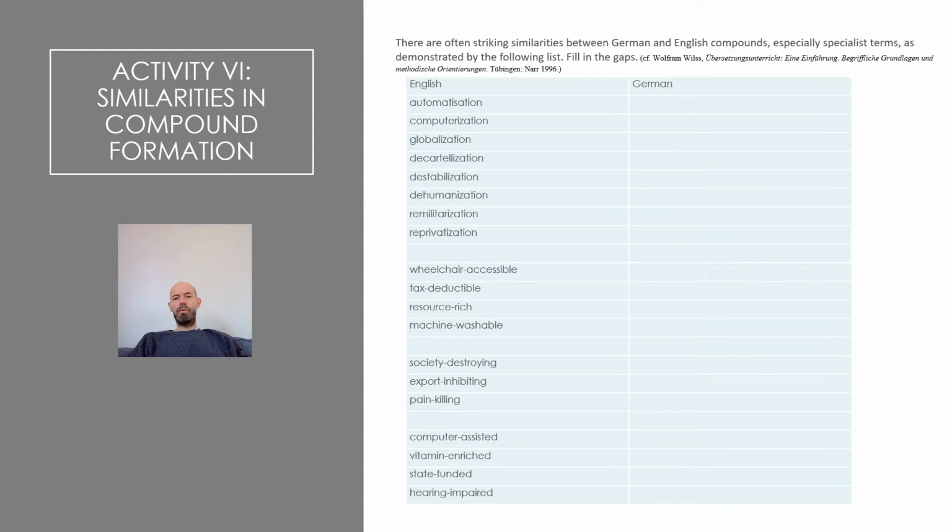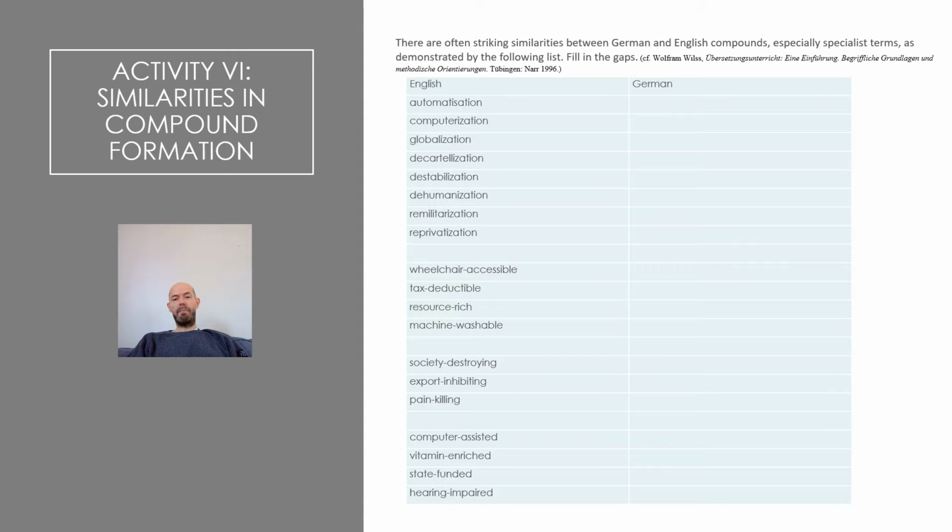Rollstuhl gängig, Rollstuhl gerecht. Tax deductible, steuerabzugsfähig. Resource rich, ressourcenreich. Machine washable, maschinenwaschbar. Society destroying, gesellschaftszerstörend. Export inhibiting, export hemmend. Pain killing, schmerztötend, schmerzstillend is more common, sorry. Computer assisted, computergestützt. Vitamin enriched, Vitamin angereichert. State funded, staatsfinanziert, staatlich finanziert.